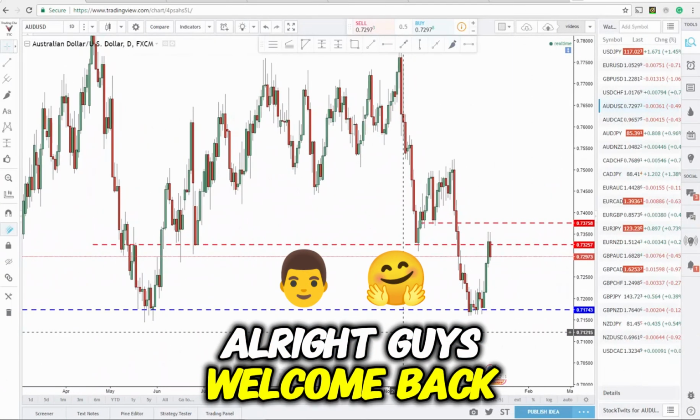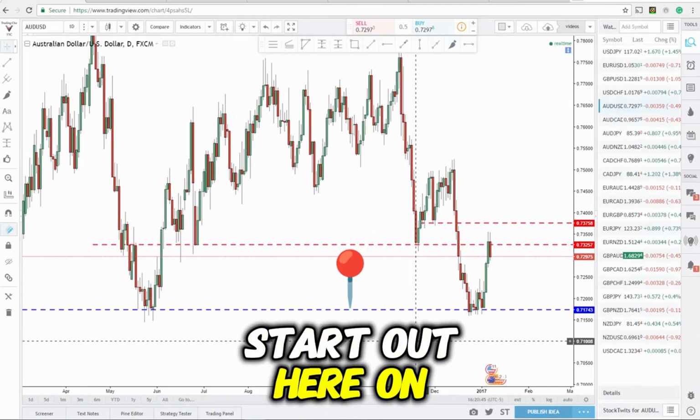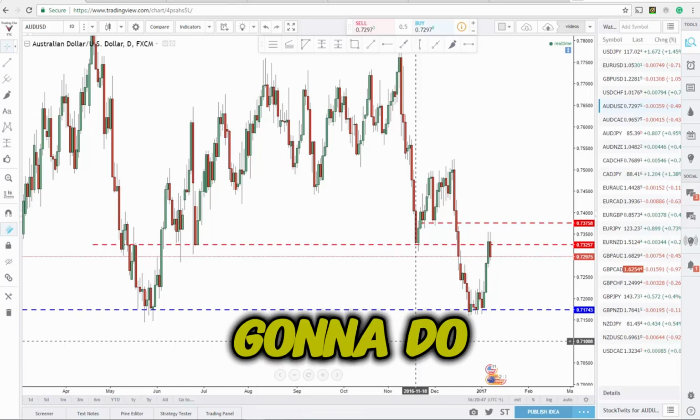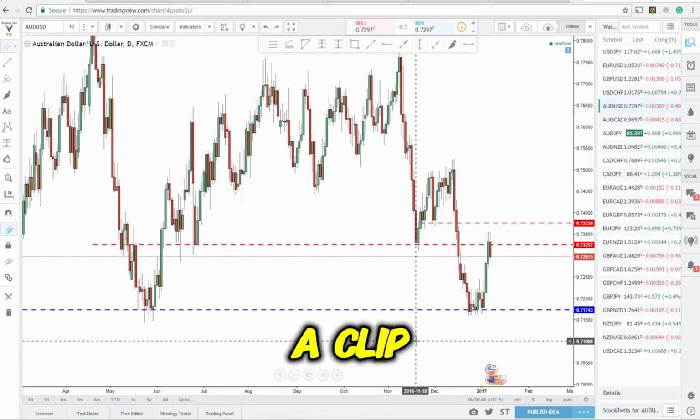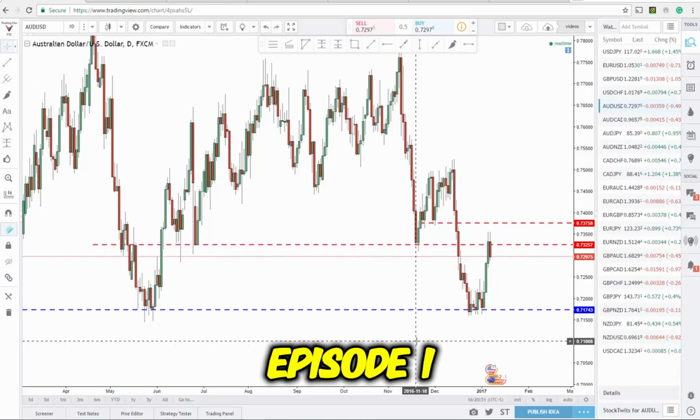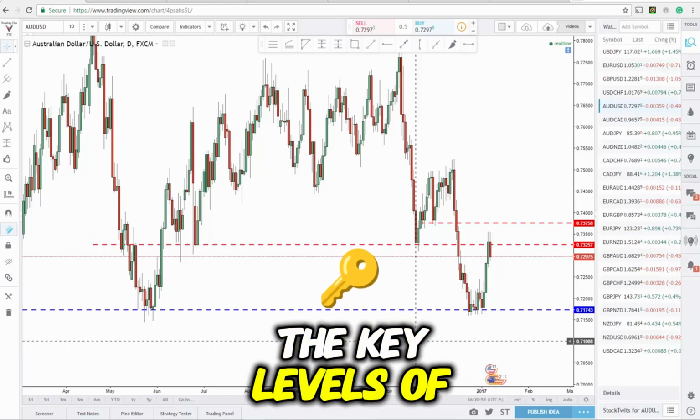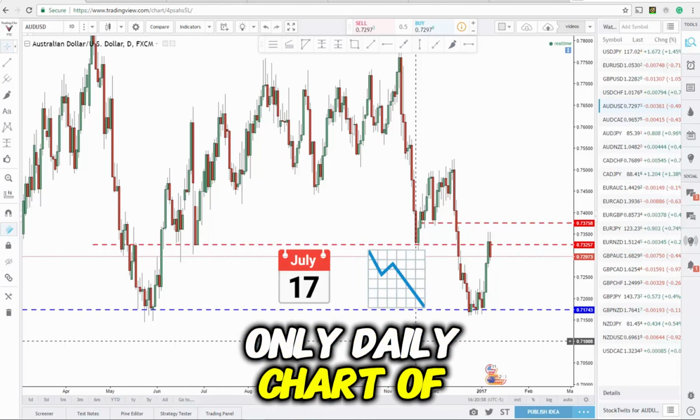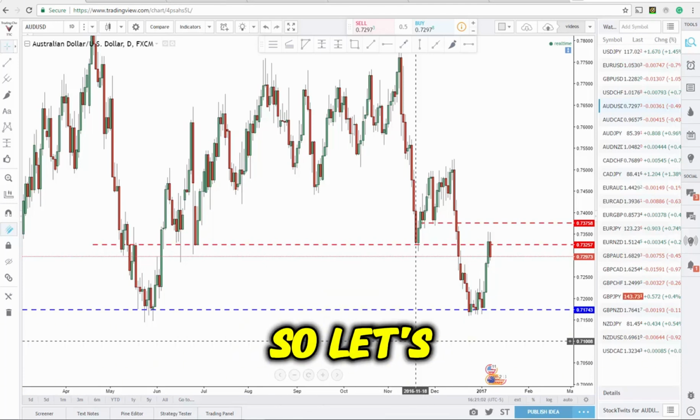Alright guys, welcome back. And we're actually going to start out here on the Aussie dollar. And what I'm going to do first is show you guys a clip from Structure-Based Trading Episode 1 where I'm pointing out the key levels of structure on the daily chart of this Aussie dollar. So let's take a look at that now.